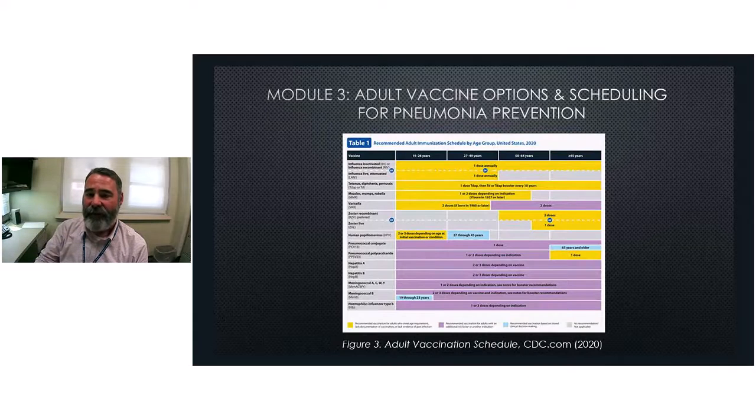Okay, now, Module 3. Adult vaccination options and scheduling for pneumonia prevention. So this table here shows what the CDC recommends as the current vaccination schedule. So we see the PCV13 pneumococcal conjugate vaccination. This one is mostly given to children, but it can be given to adults as well. Usually it's done with a combined provider and patient discussion to see if they fit into certain categories of risk.